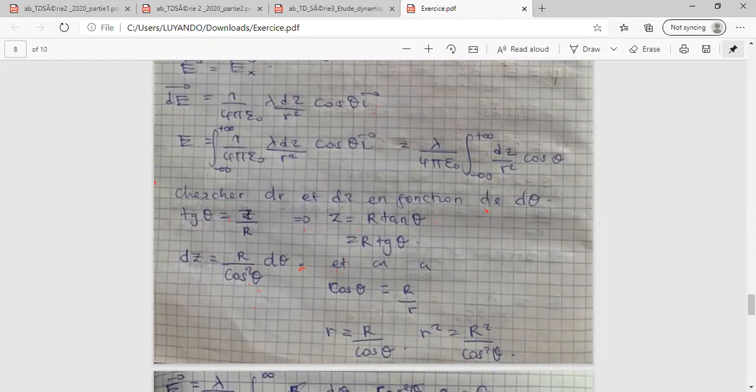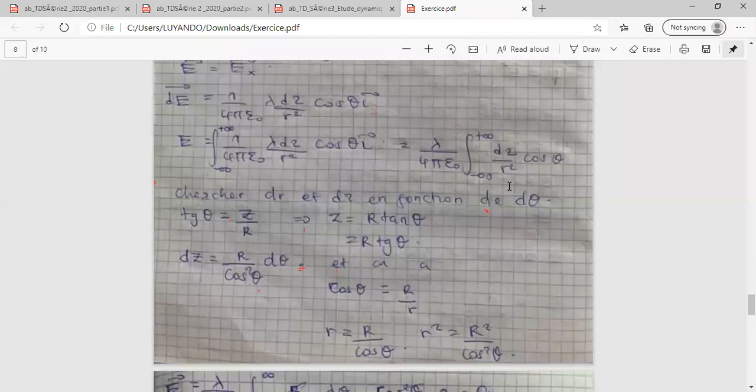So dz is the differentiation of z. So what do I do? I differentiate my z for me to have dz. So for me to have dz, I differentiated my expression. My r, I'm going to consider my r as a constant. So the differentiation of tan theta is 1 over cos squared theta, d theta, which is what I have here. So my expression for dz now is what I'm going to put here.